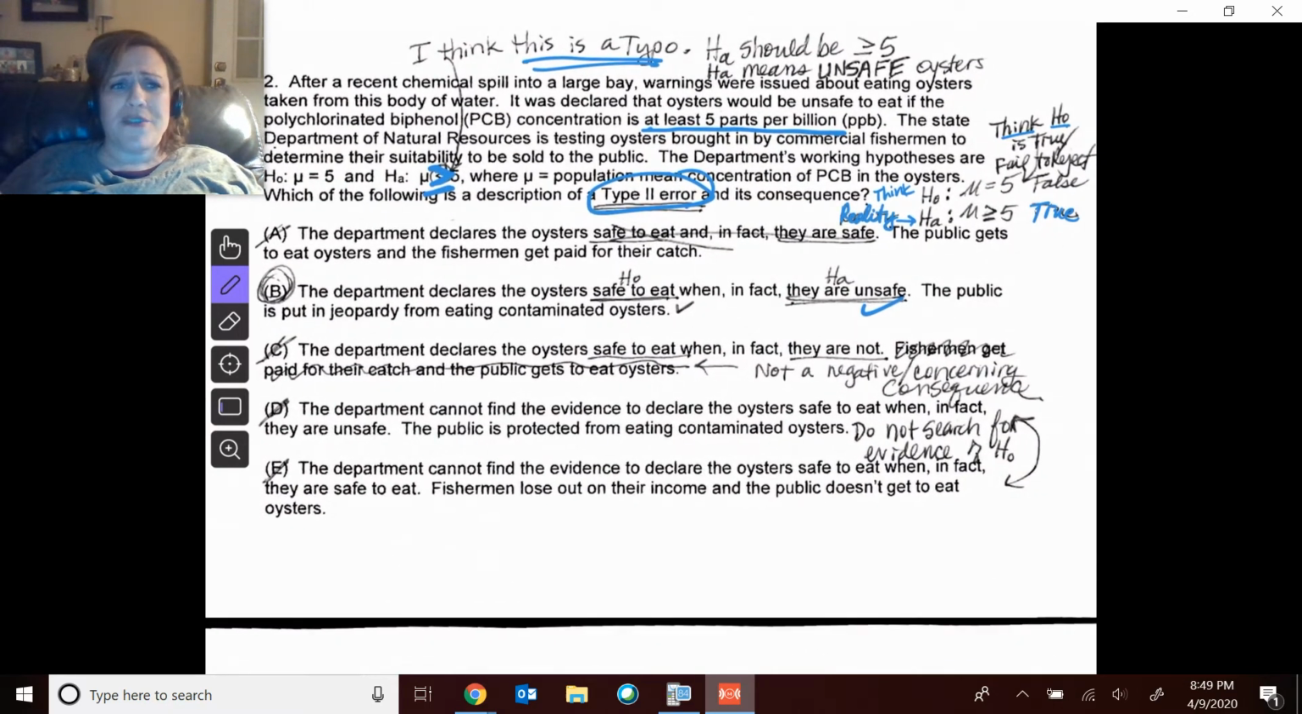And then I read answer C, and I'm like, okay, it says the same thing. They are safe to eat when in fact they are not. So the first sentence on both B and C look good. So we'll analyze the second sentence in a minute. D real quick, let's see. The department cannot find evidence to say they are safe when in fact they are unsafe.